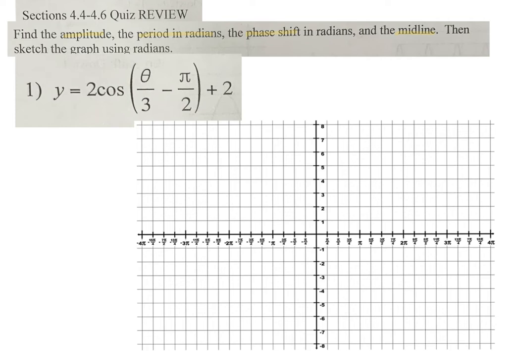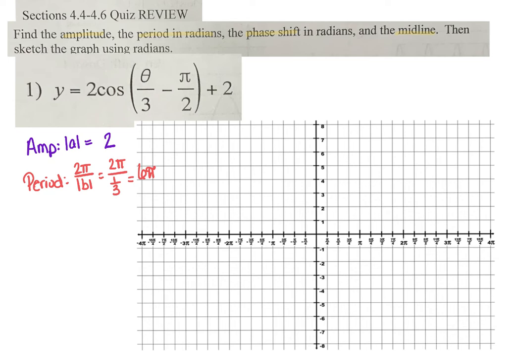The first one we're going to look at is the amplitude. Remember, your amplitude is the absolute value of A. And so my amplitude here is 2. Then I am going to look at my period. My period is 2 pi over the absolute value of B. So in this case, it is 2 pi, and my B here is 1/3. And so I am going to keep change flip, and that's going to be 6 pi.